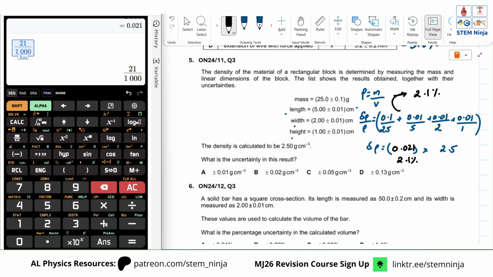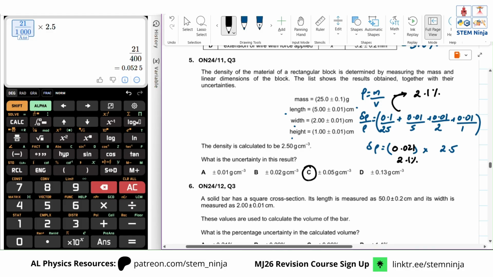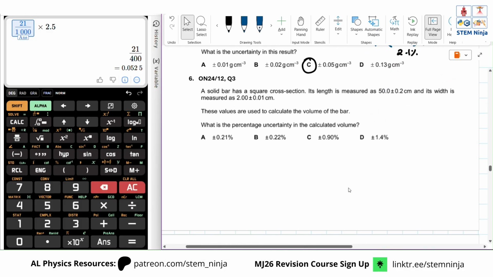So this value, answer times by 2.5, we get 0.05, which is one significant figure, part C, option C.